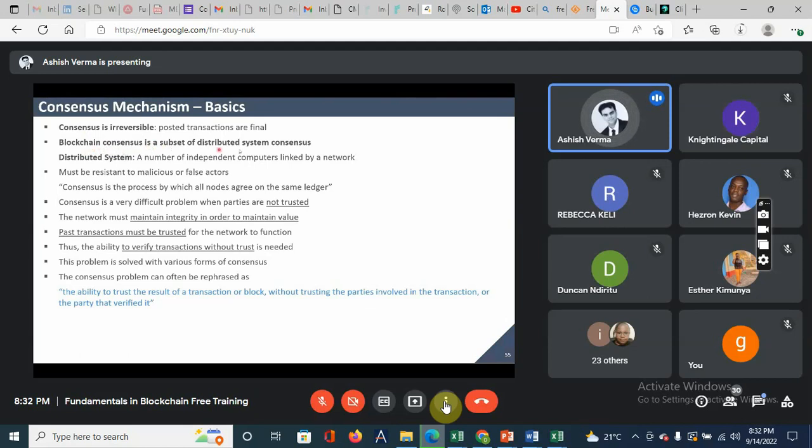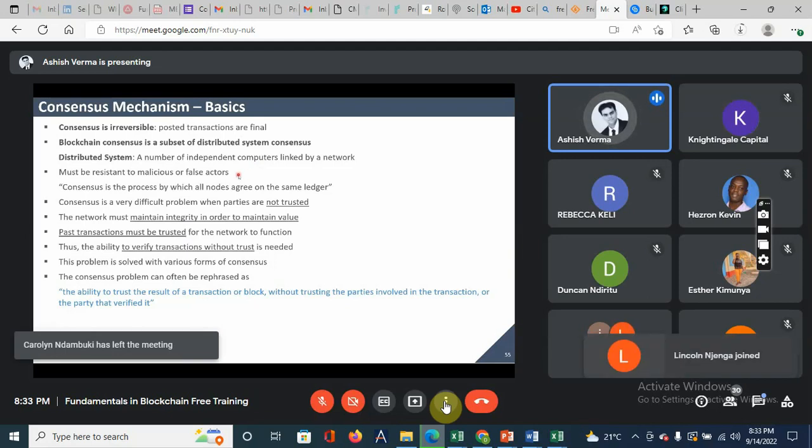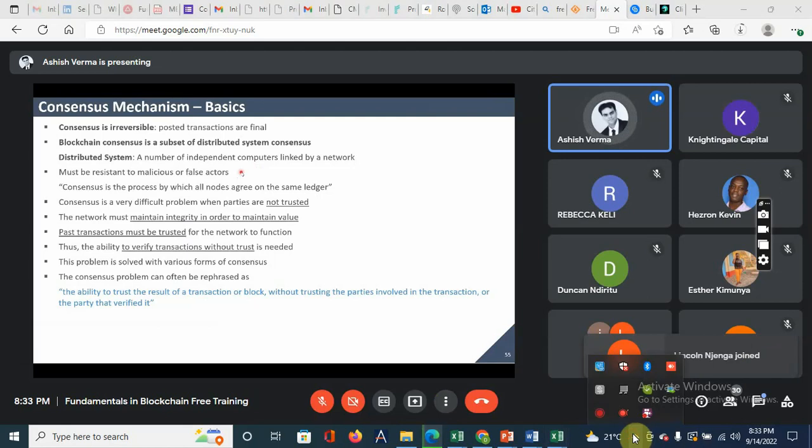Blockchain consensus is a subset of distributed system consensus. So it's again the same decentralized world which we talked about yesterday. It's a distributed system. That means there are a number of independent computers sitting in different places who are validating these transactions. It must be resistant to malicious or false actors. As we mentioned, since it's exposed publicly, there are people who come in and are just trying to take advantage of a particular system.